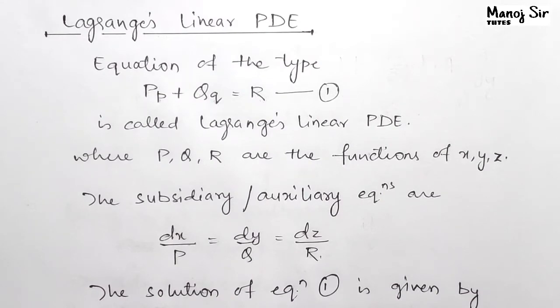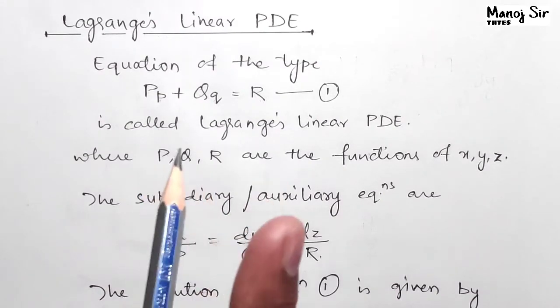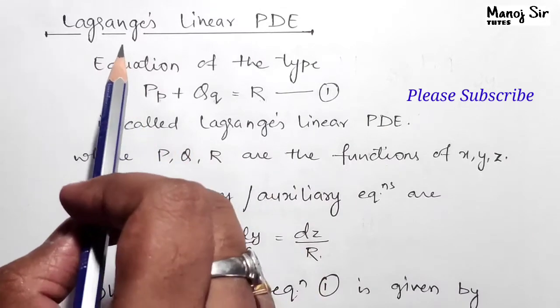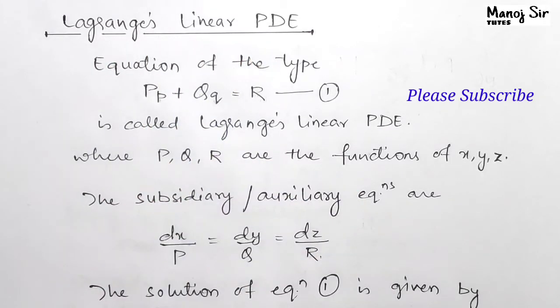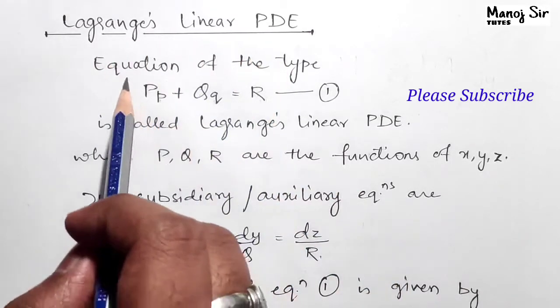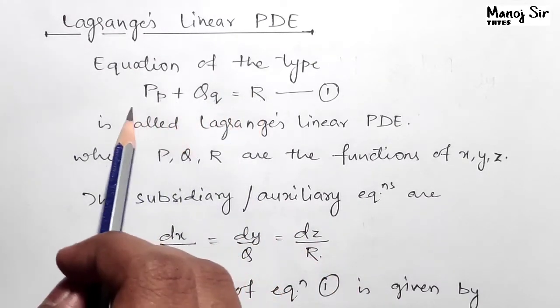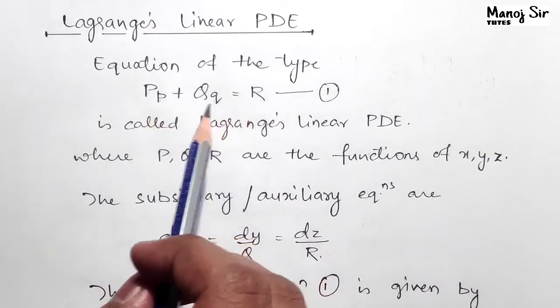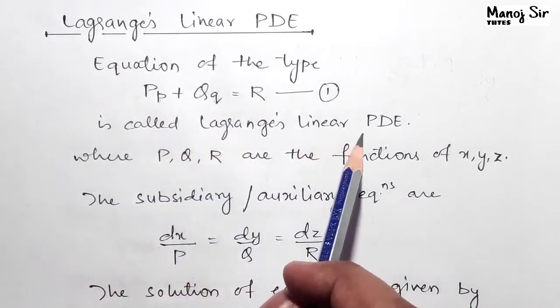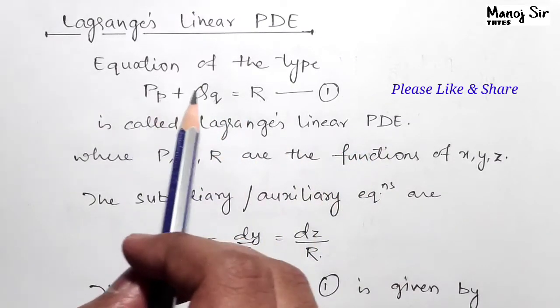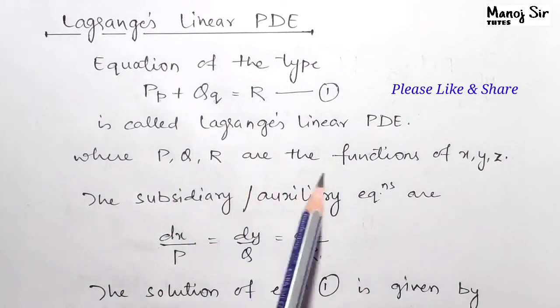Welcome to video number 11, and in this video we are going to see a very important problem on the topic Lagrange's linear partial differential equation. Let us see what it is. An equation of the form Pp plus Qq equals R. Whenever you see this kind of equation, this is Lagrange's linear partial differential equation, where capital P, capital Q and capital R are functions of x, y and z.